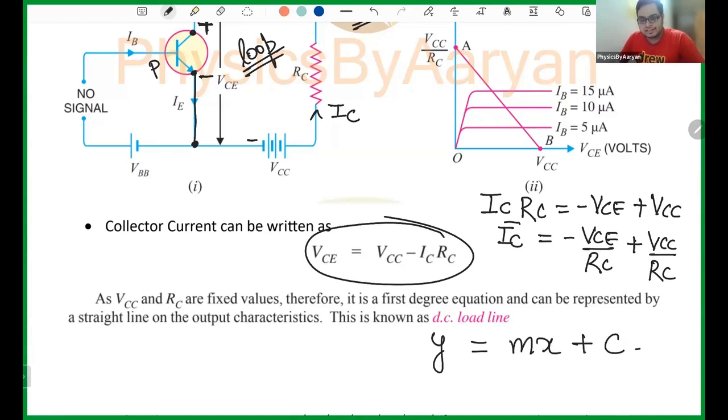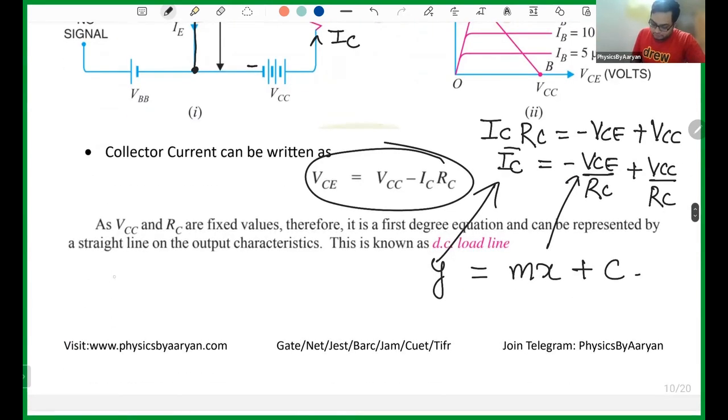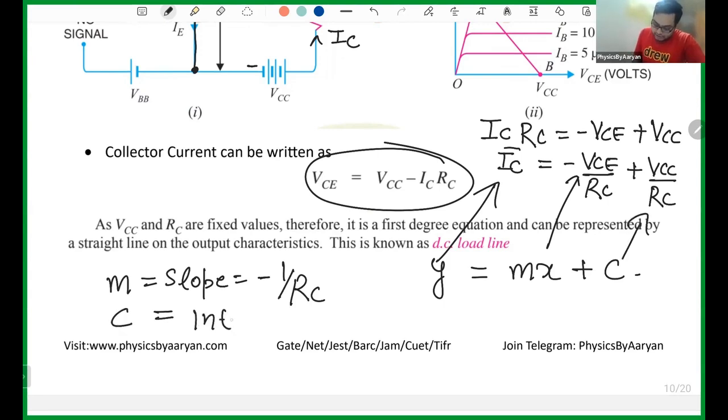So can I compare this equation with y equals mx plus c? This is a straight line equation where my y is IC and my x is VCE. M is known as the slope. So what is my slope? My slope is negative of 1 by RC. And what is my intercept? My intercept is VCC by RC.